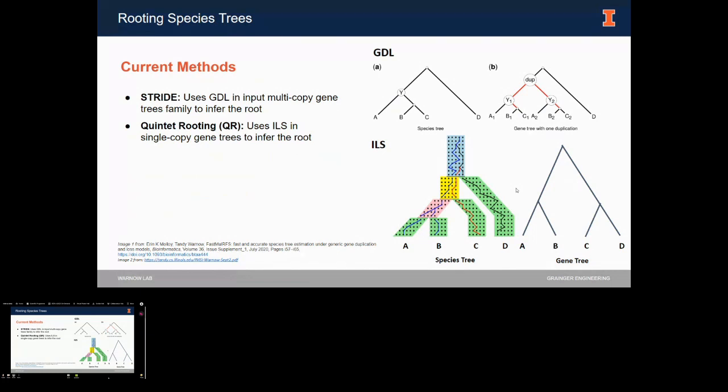The problem with that is that often there's a lot of information in multi-copy gene trees, or a large percentage of the input is multi-copy gene trees. So if you're restricting your analysis to only single copy trees, then you have to throw out a large quantity of the data, which could lead to lower accuracy. So this is what we're addressing here.